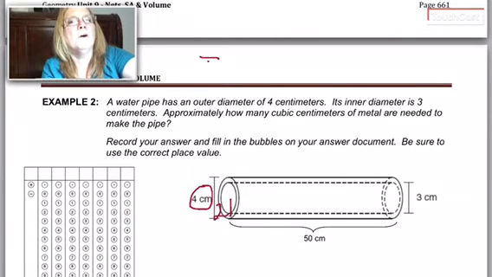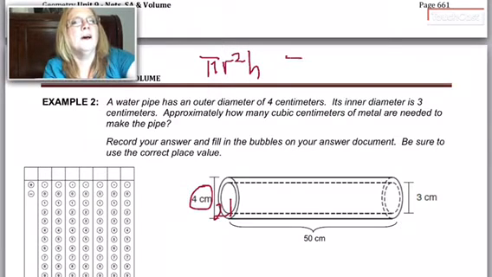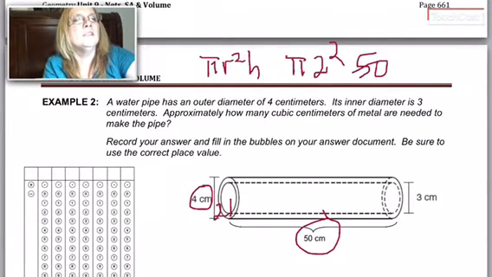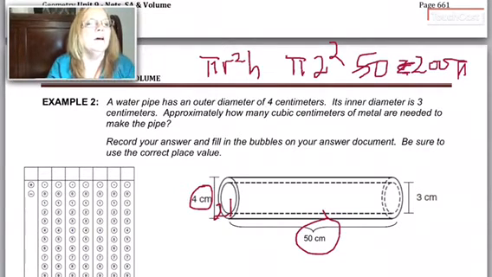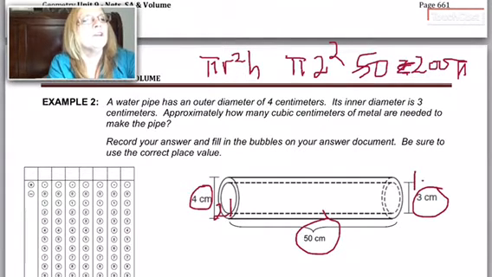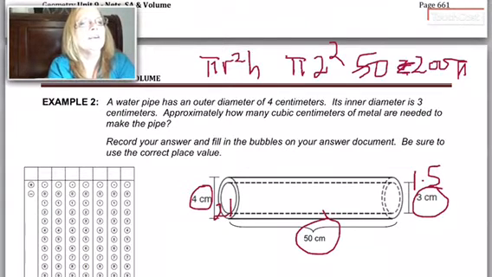And so we will use pi r squared times the height. And so this is pi times 2 squared, and the height is 50. So 50 times 2 squared, 50 times 4 is 200 pi. So that's the amount of the entire thing. But now what we want to do is we want to subtract the hollow part because we're not going to need metal. Again, they gave us the diameter, so we're just going to change that to 1.5. That's the only thing that's changed.